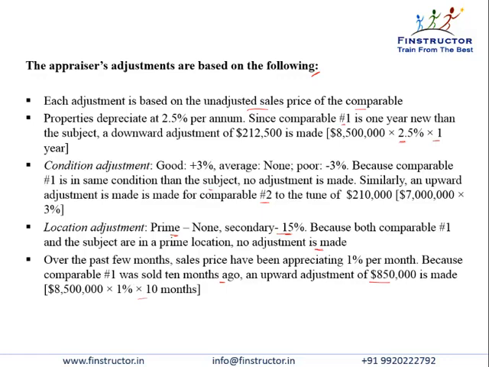Now please note: 1% for time, secondary minus 15%, 3% good over average and 3% poor below average, and 2.5% is the annual depreciation in the properties.